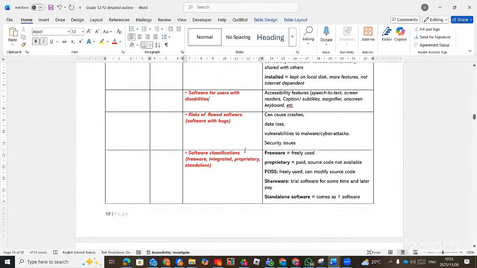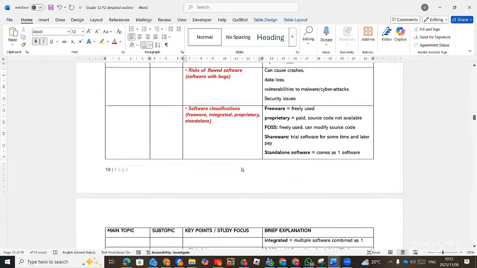And then the risk of flawed software. Flawed software is software with a bug or error. Now, if a software has an error, what kind of consequences or risks might you encounter? Crashes, data loss, vulnerability to malware and cyber attacks, or security issues.